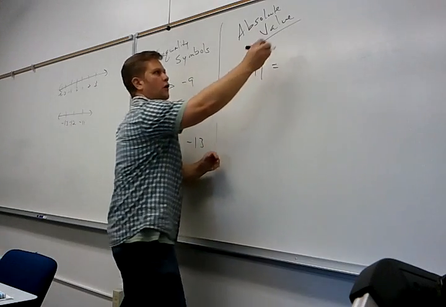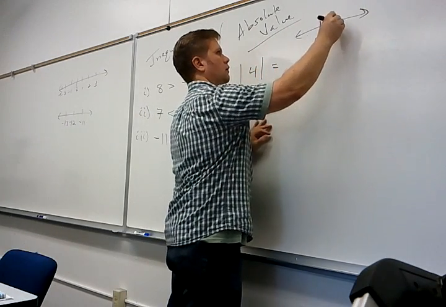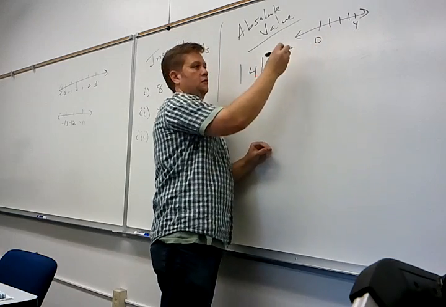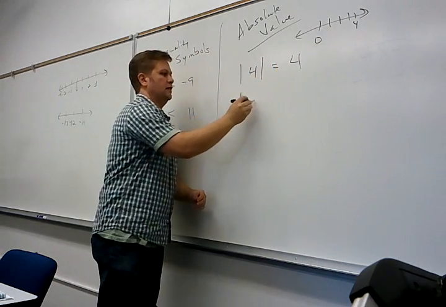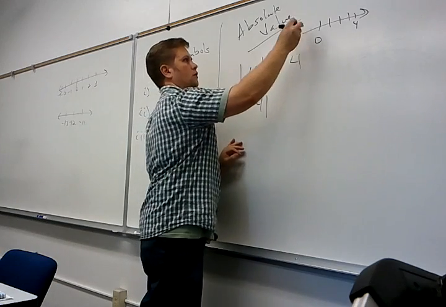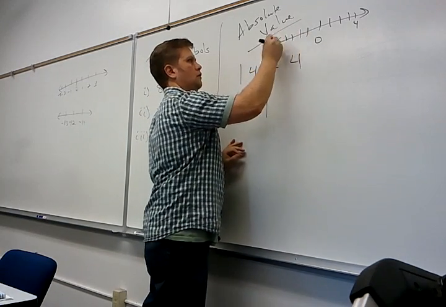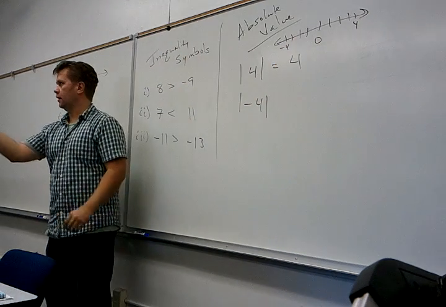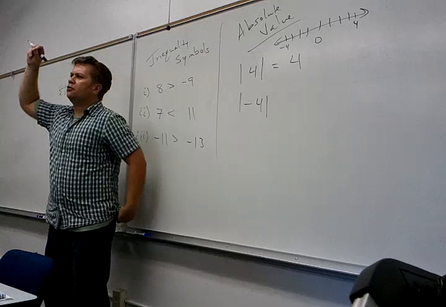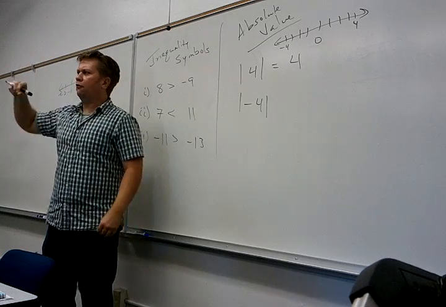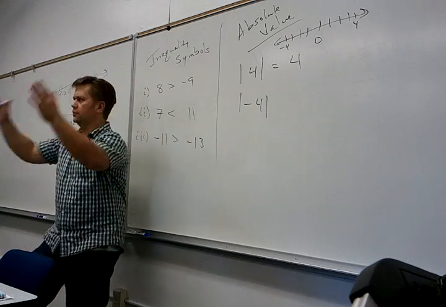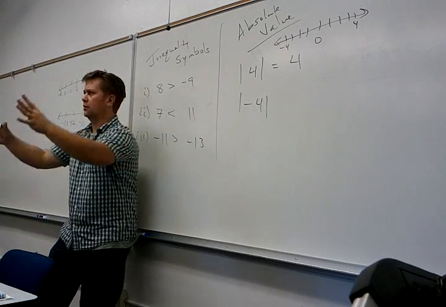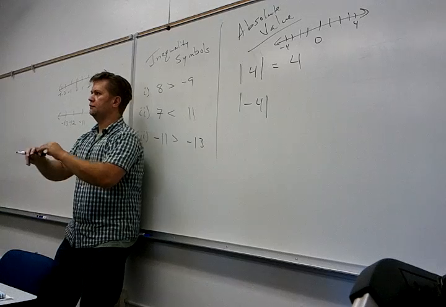So absolute value of 4 is easy, because how far away is 4 from 0? 4. But the absolute value of -4, it's 4. How far away is -4 from 0? 4. 4 steps away. So the absolute value is the most single-minded operation in math. It just says, make everything positive. If it's already positive, leave it alone. If it's not positive yet, make it positive, right? That's what the absolute value does.